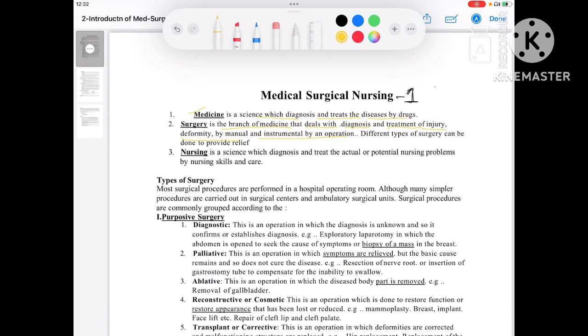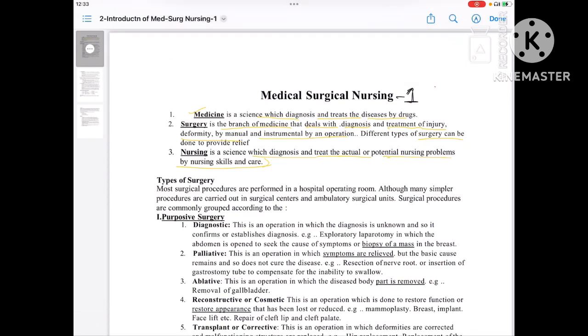Different types of surgery can be done to provide relief. That is the definition of surgery. And the last one is nursing. Nursing is a science which diagnoses and treats actual or potential nursing problems by nursing skills and care. So this is about medical surgical nursing.